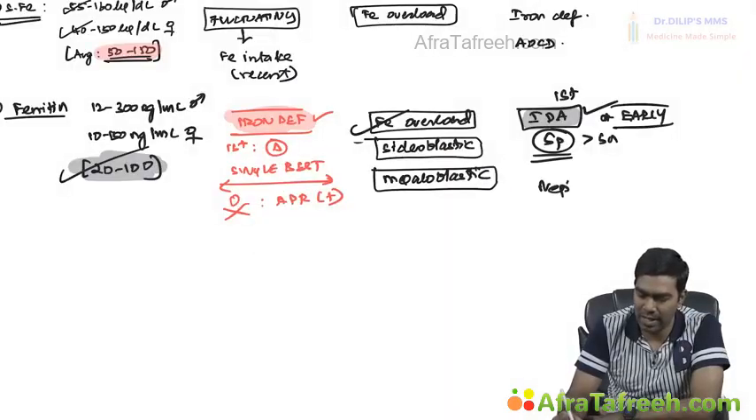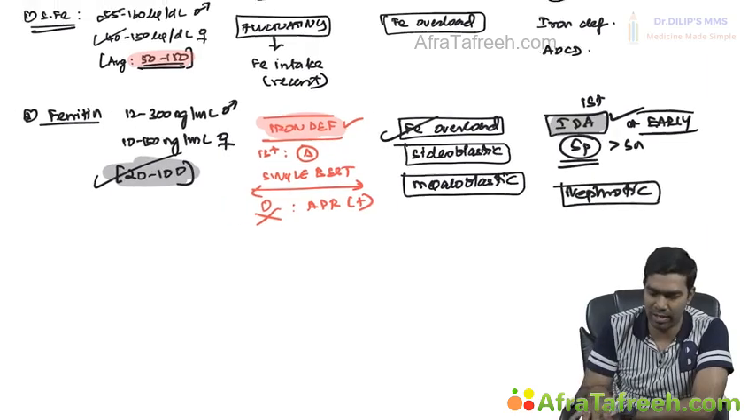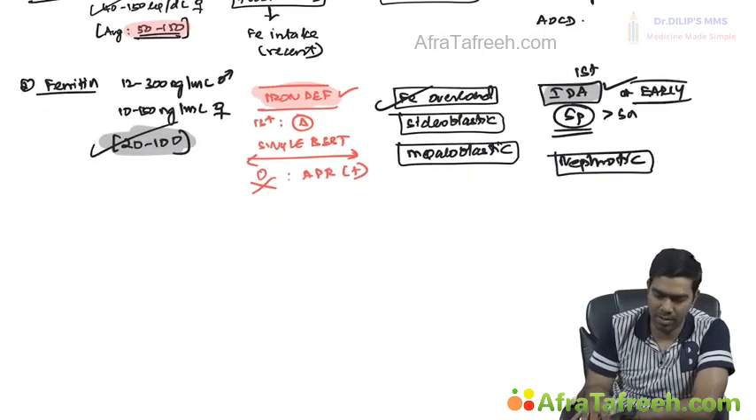So you might rarely get a low ferritin in nephrotic syndrome, but these are only theoretical, because of loss of ferritin in the urine, as simple as that. But apart from that, this is not that important.